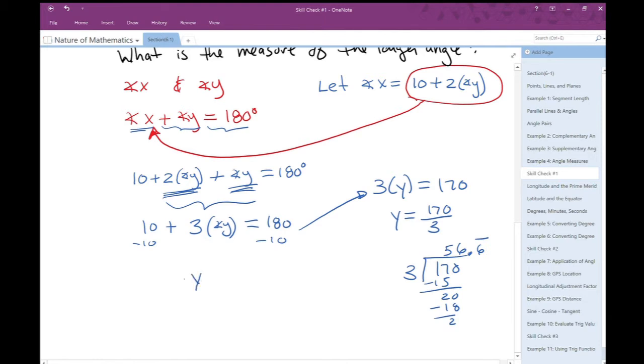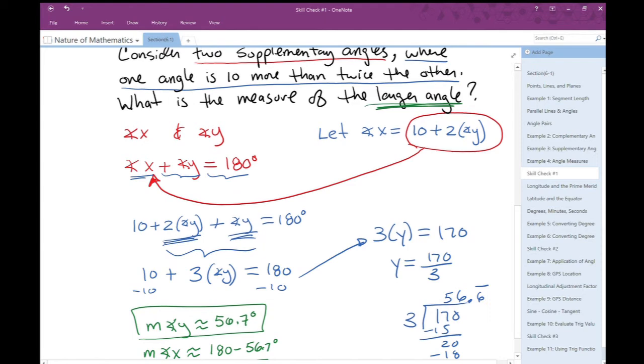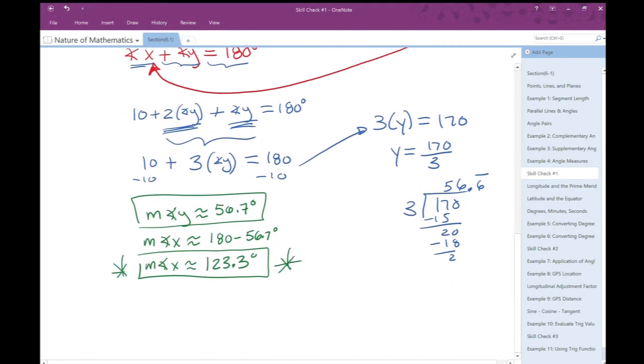So this means that the measure of angle y is approximately 56.7 degrees. And that means that the measure of angle x is going to be 180 minus 56.7 degrees. So the measure of angle x, so what do we have? 123.3 degrees. The question said, what is the measure of the larger angle? This is the answer that we would want to enter.